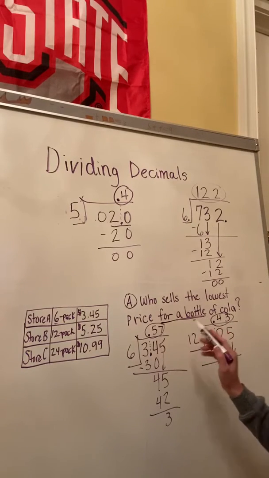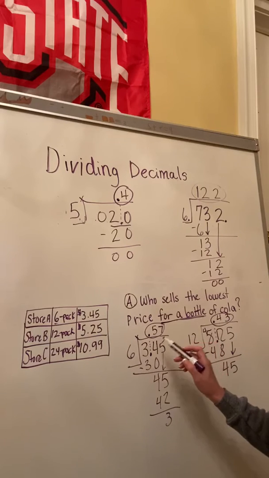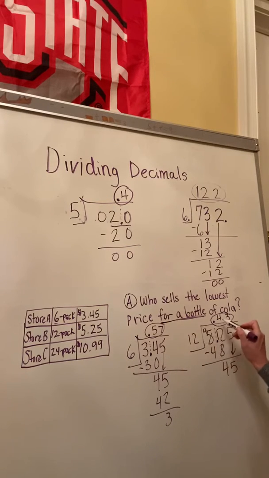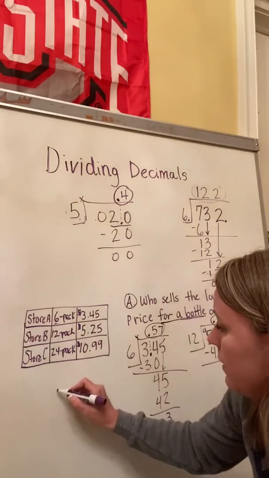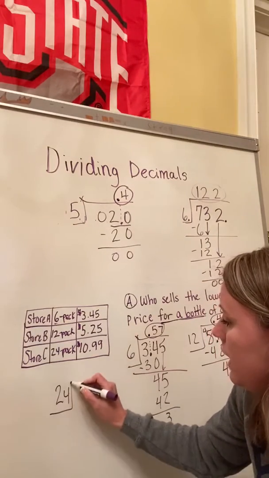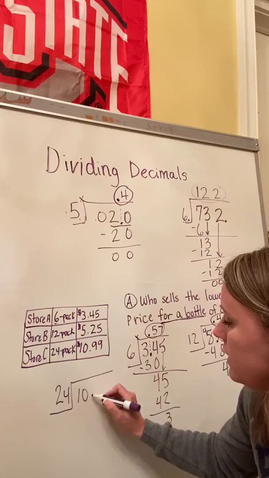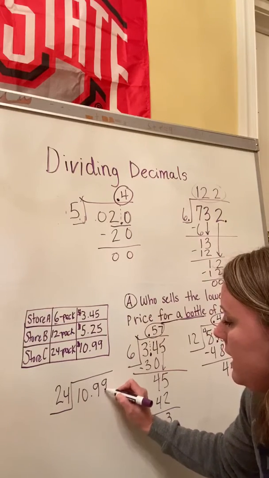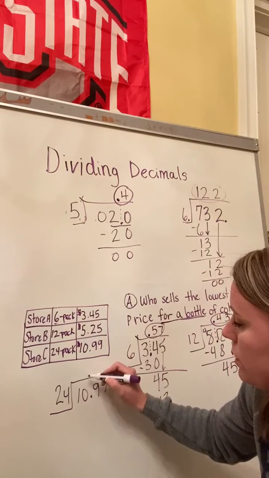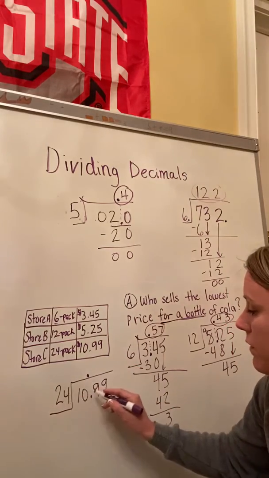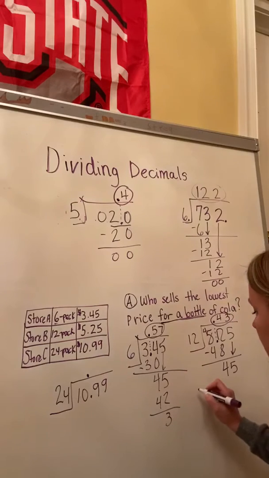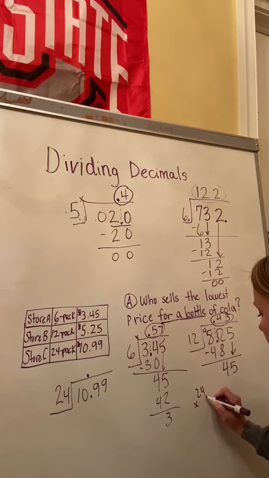So far, which of these would be the lowest or the smallest price? It would be the 12-pack as of now. But we have one more that we have to solve. We have the 24-pack, and that is for $10.99. Of course, there's no decimal on the outside, so we bring it up. 24 goes into 109. Let's try 5 times.